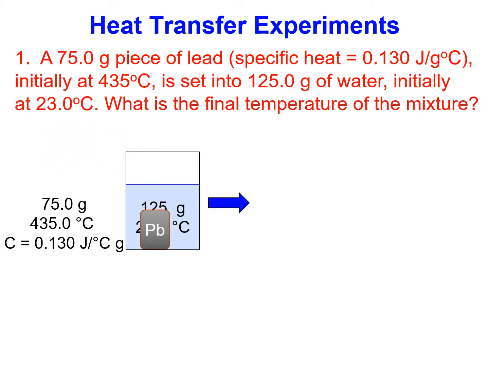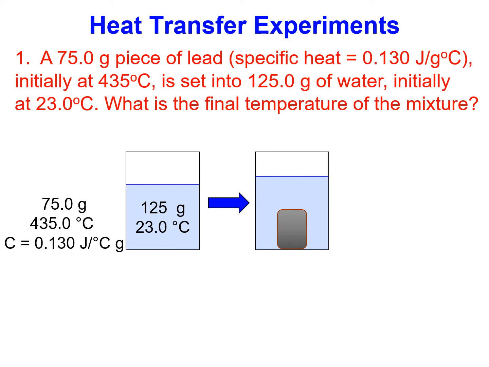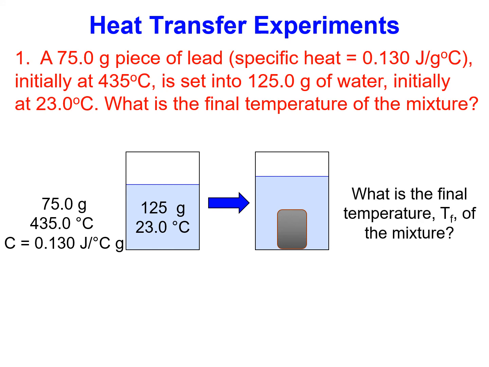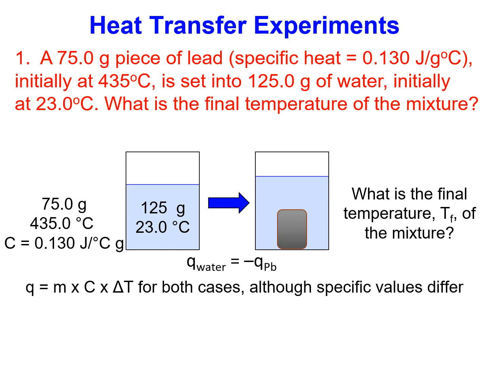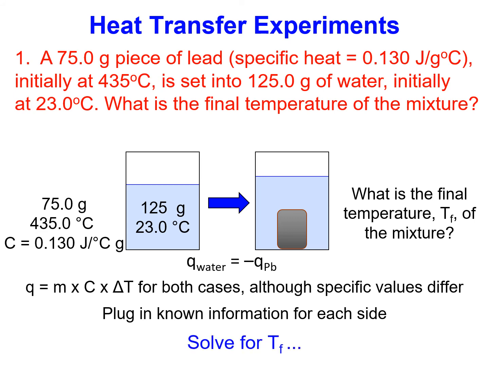So they reach the same temperature. What is that final temperature? So the heat that's released from the lead is going to be the heat that's absorbed in the water. So they're both changing temperatures, so you have to use m c delta T. You have to plug in the known information for both sides to get the final temperature.